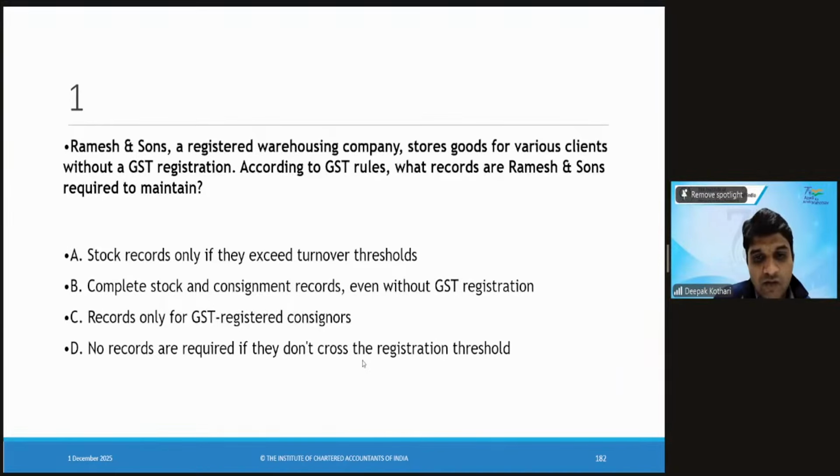Yeah, this is on accounts. Transporter may extend the validity after. Yes, yes. Reason must be recorded. Correct. So this is in the chapter of books of accounts and accounts to be maintained under GST.